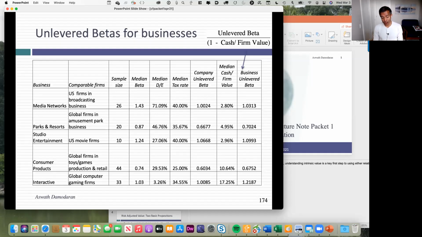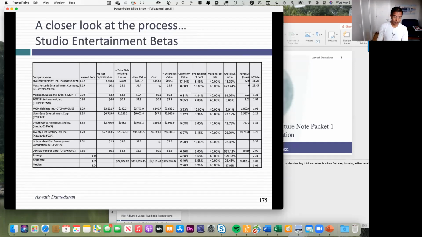So what I'm going to do is take the studio business and take you through the mechanics of what I did in order to come up with the unlevered beta for the studio business. So there are 10 companies, right? So here's what the 10 companies look like. And as you look at this list, you can already see I'm really, really stretching because some of these companies are tiny movie companies. Some are big, some have a huge amount of debt, some have very little debt, but they're all publicly traded.